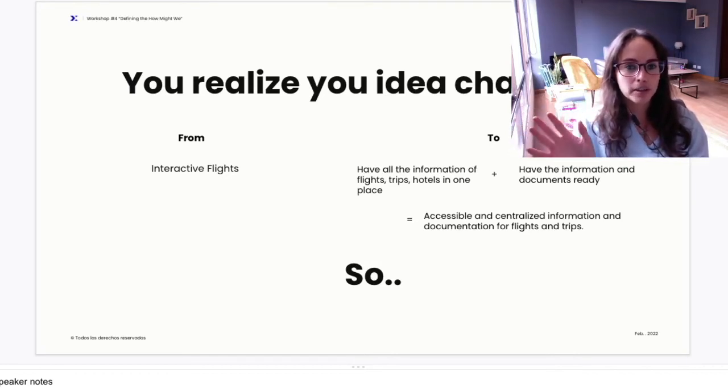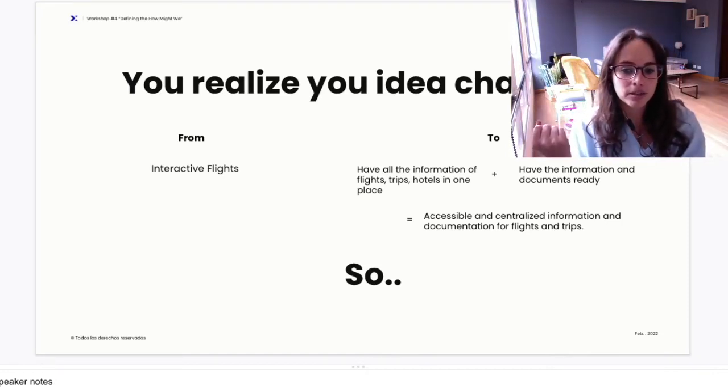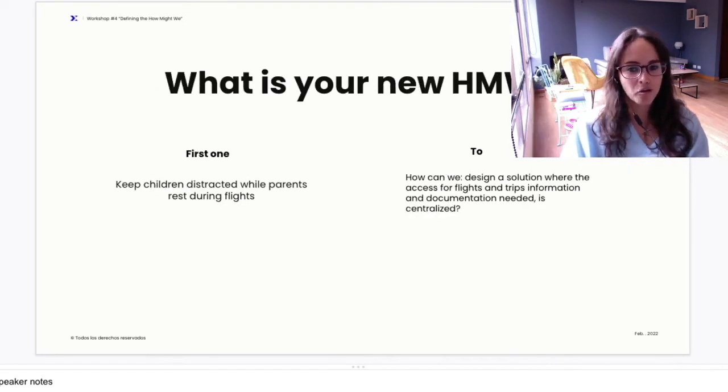But then, after doing all this recap, you see that these two opportunities are the ones of most interest for the whole context: having all the information of the flights, trips and hotels, plus having the information and documents ready. We just combine them and structure this opportunity: accessible and centralized information and documentation for flights and trips. That is the big opportunity that, after all the process, is the conclusion of all the investigation. So what's your new how might we?